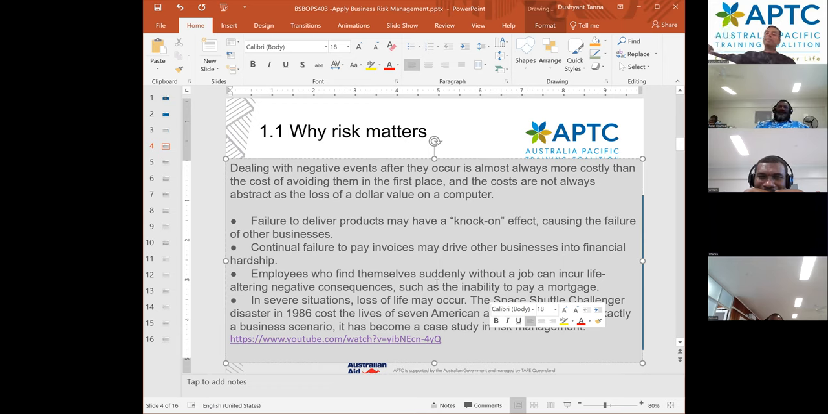But just to give you an example. If someone doesn't have a job, what will happen to their mortgage? What will happen to their rental? During COVID time, it happened. Many, many renters said, oh, we lost our job. We don't have money. We are going through economic hardship. And the government passed a temporary legislation that you cannot kick someone out if they're not paying the mortgage or the rental. That's it. I mean, they have to prove that all this is true and all that. But anyway, in a severe situation, loss of life may occur.